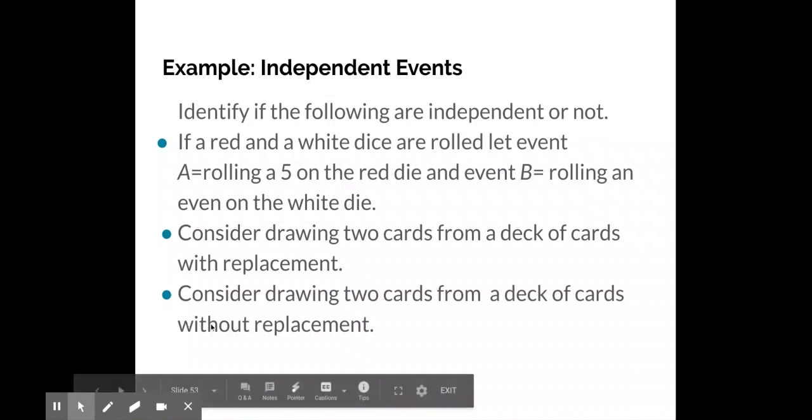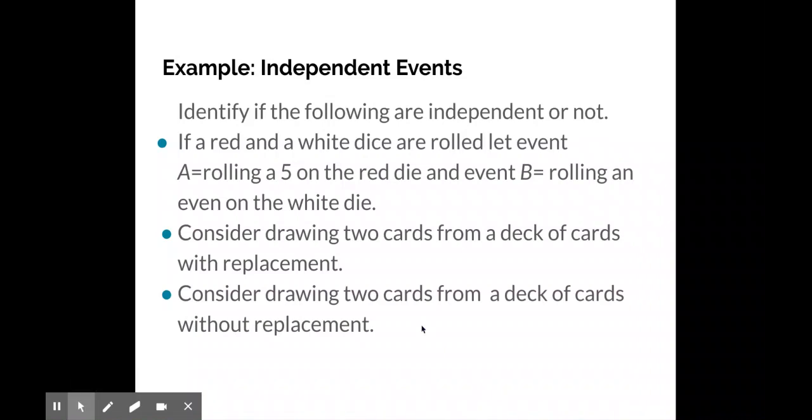However, if we do it without replacement, it is not independent. If I take a card out of the deck and set it down on the table, and then I take a second card, now there are only 51 cards in that stack because I took one out. So every probability is no longer something over 52; they're now something over 51. All of our probabilities have changed, and because of that, these are not independent.